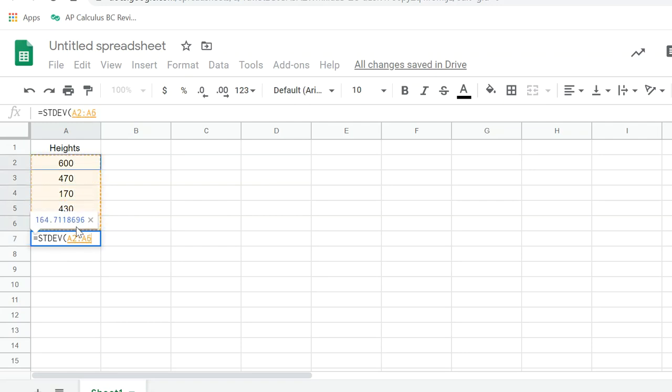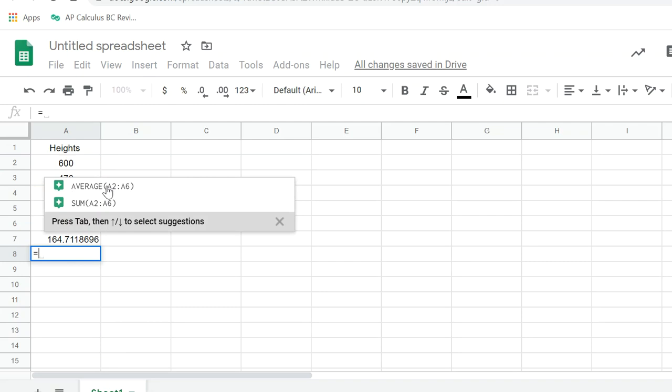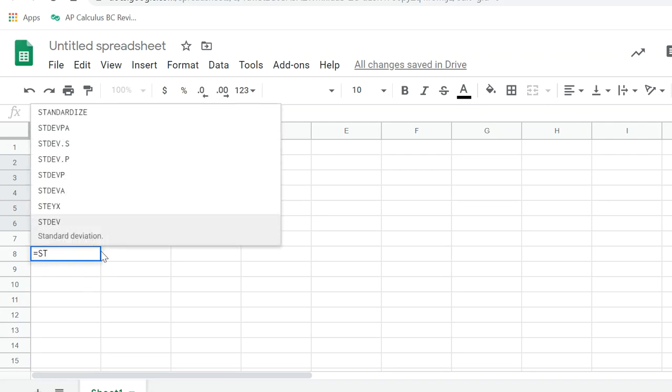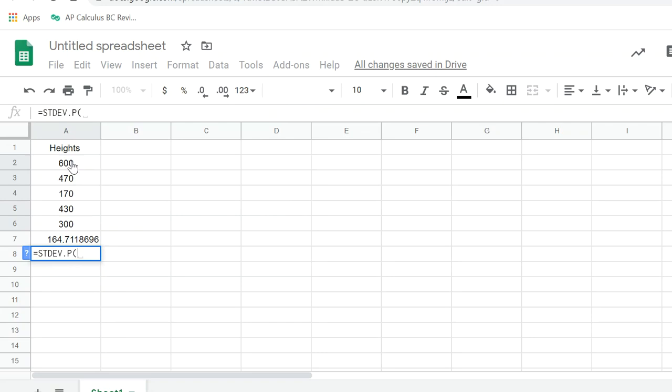And then I just select these. You could also type in A2 through A6. Notice it's got a colon between them. And so that's the sample one. And if, oh, that's all right, I'll just do it this way. So standard deviation of the entire population of those. And there's the one we had. So this was of a sample, and this was the entire population.